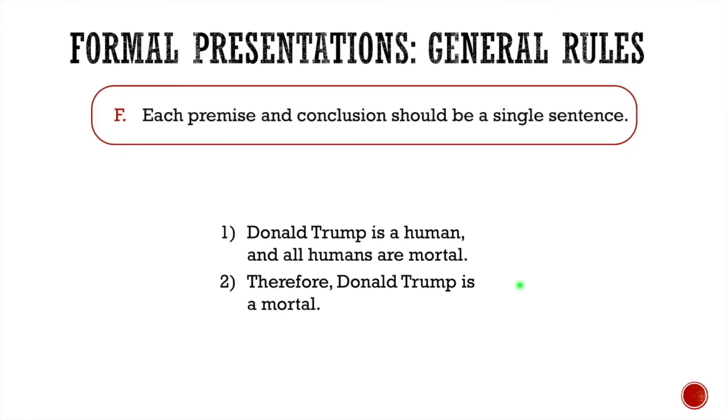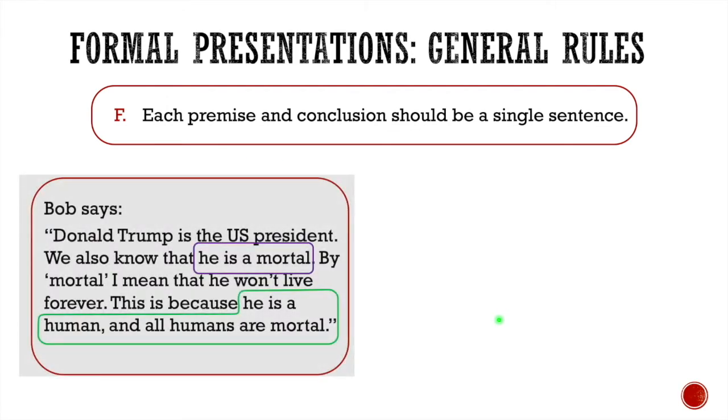The next rule, each premise and conclusion should be a single sentence. This argument example follows that. Both of the steps, both the premise and the conclusion, are a single sentence, so that's not a problem here. This would be a problem if we had written down this argument differently.